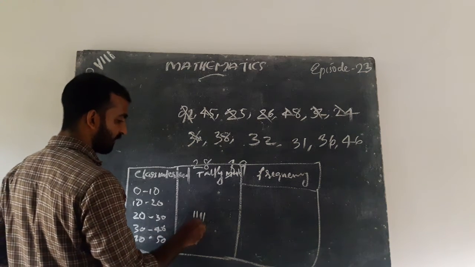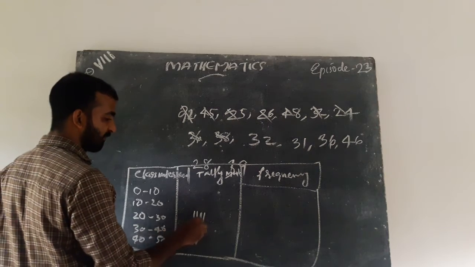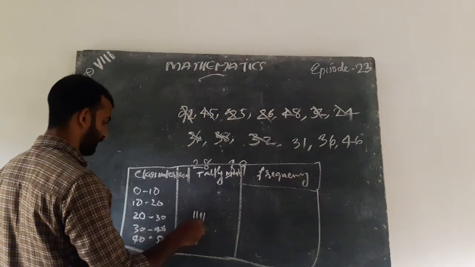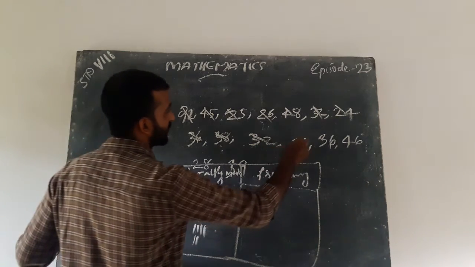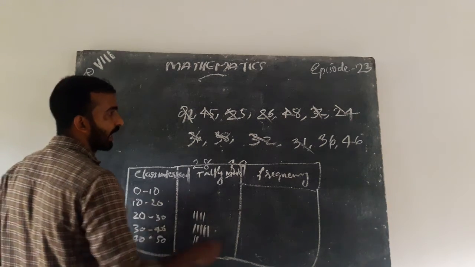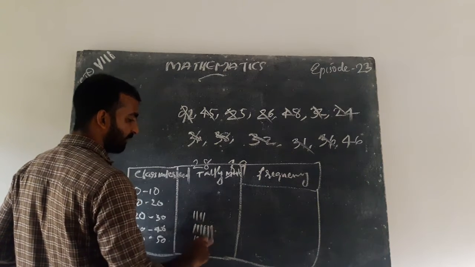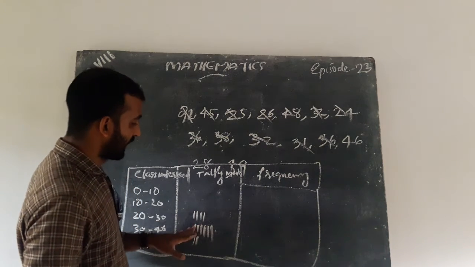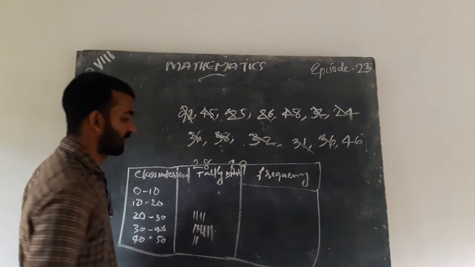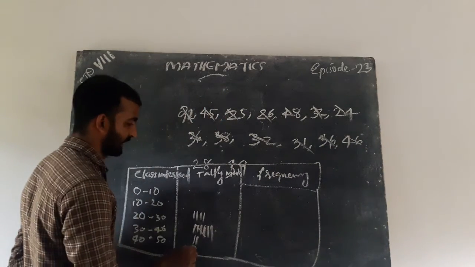is 30 to 40, and 38 is 30 to 40, and 32 is 30 to 40, 31, and 36 is 30 to 40. When we denote tally marks, after 4 we make a bundle. And 46 is here.